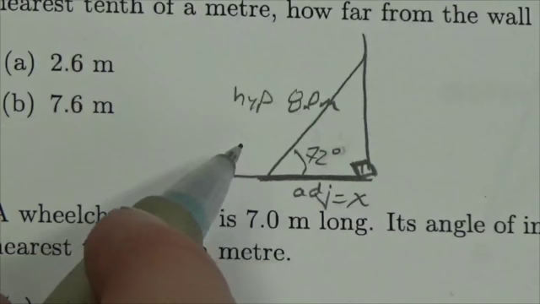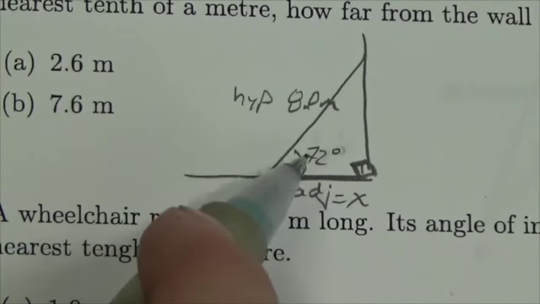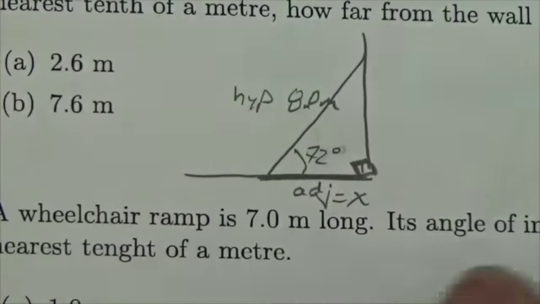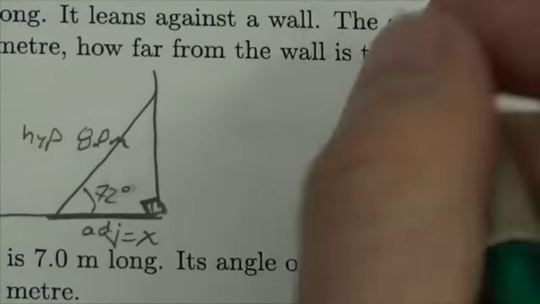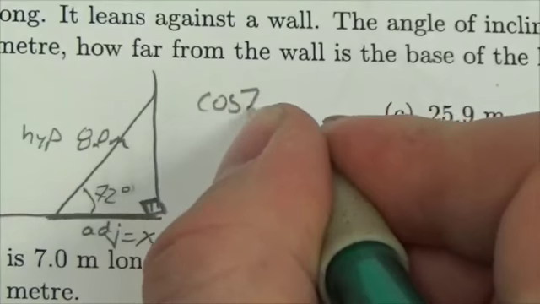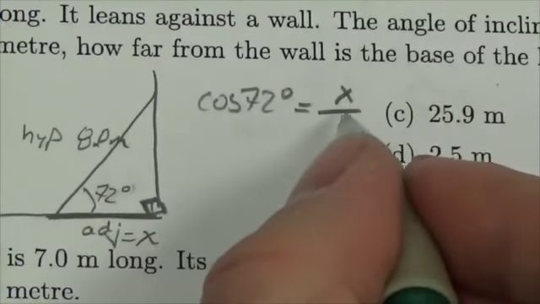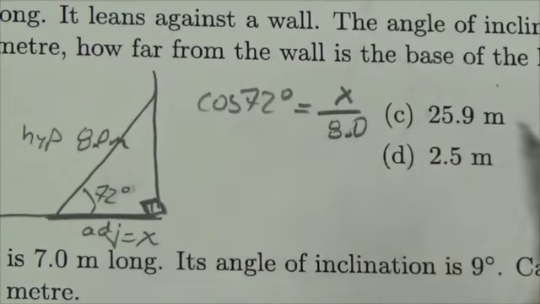And let's just think here. What trig function takes an angle and produces a ratio between the adjacent and the hypotenuse? And the answer is the cosine. So the cosine of 72 degrees is going to equal x, this unknown, over 8.0 meters.